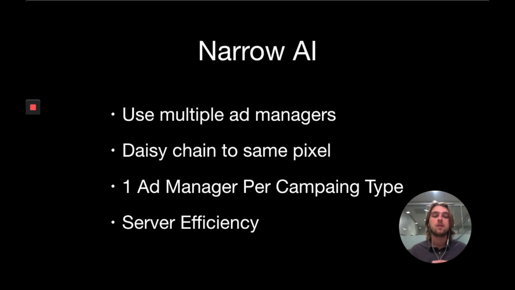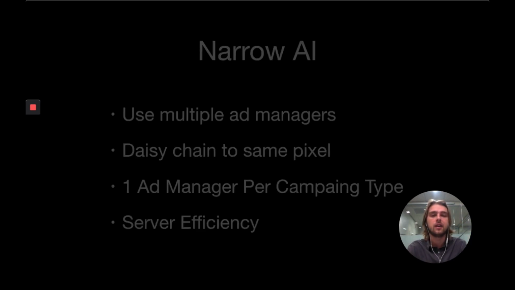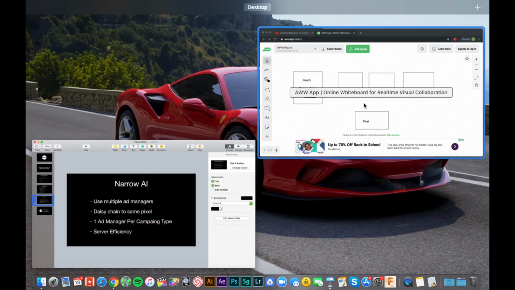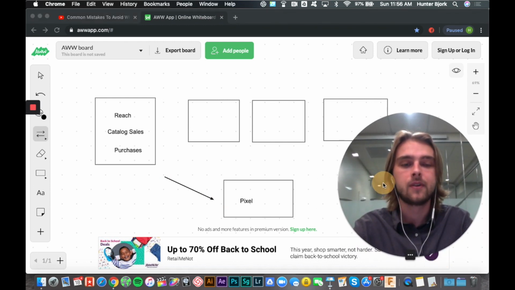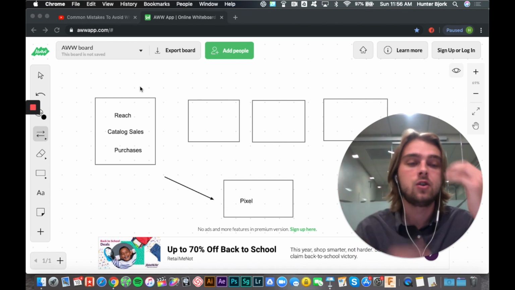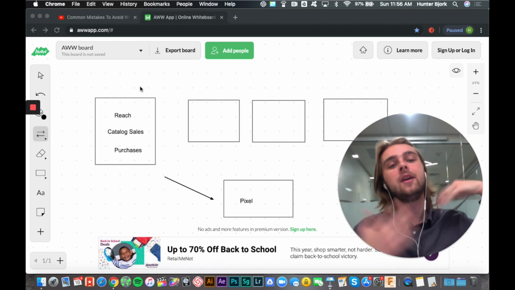This is something you're probably going to hear next to no one actually talk about, because this is information that's coming directly from Facebook. Now, I'm going to use a little whiteboard here to kind of explain what Neural AI is and how it actually works. So in general, most people that run Facebook ads have their ads manager attached to a pixel, and they are essentially just using one ad manager for all kinds of different campaign objectives.